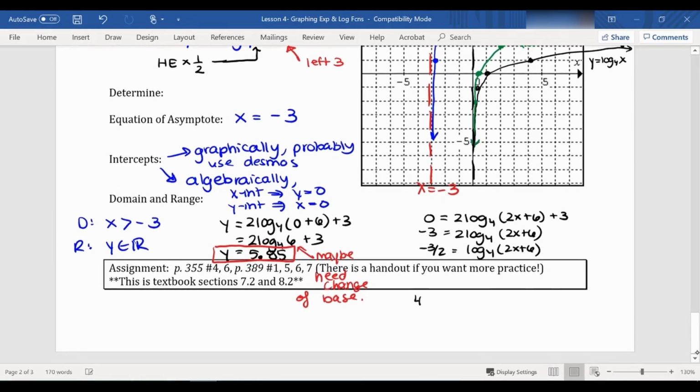So you'd get 4 to the power of -3/2 equals 2x plus 6. And then you can move the 6 over. Then you can divide by 2, and I would plug that into my calculator as well. So I would divide by 2 here, divide by 2. And then on my calculator, I get x is approximately -2.9, which if I look at my graph makes sense.